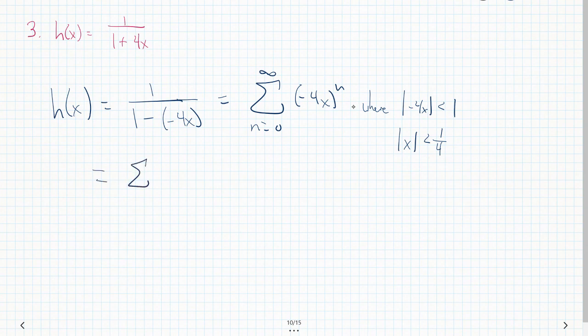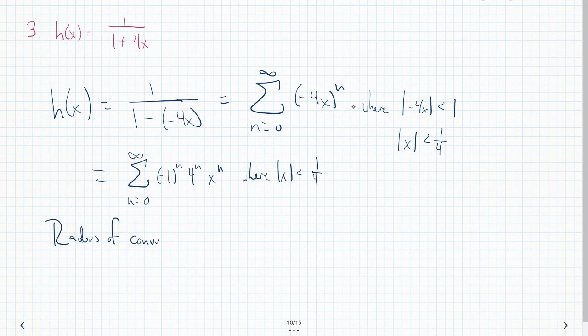Another way, what you might see quite often, is summation n equals 0 to infinity of negative 1 to the n, because of the negative symbol there. You can have a 4 to the n and an x to the n. Personally, I think the negative 4x raised to the n looks great, but this might be another format. And then where you have absolute value of x is less than 1/4, or what we can say at the bottom is radius of convergence is r equals 1/4.